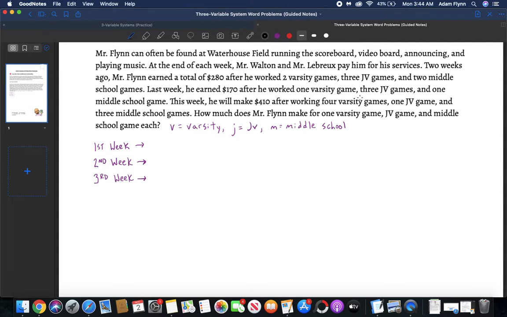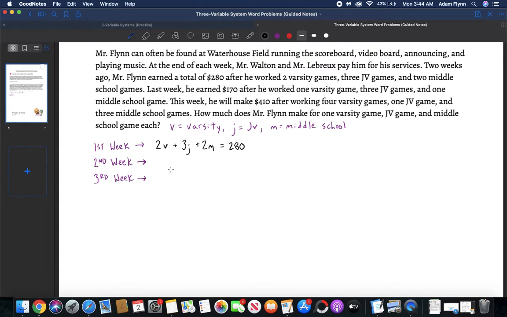So 2 weeks ago, I earned a total of $280. I worked 2 varsity games, so I'll have 2V, 3 JV games, plus 3J, and 2 middle school games, plus 2M, for a total of $280. So there would be my first equation.